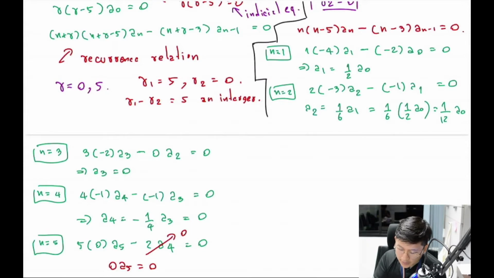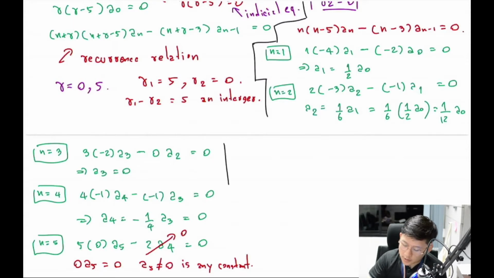It means that a5 can be any number, not necessarily 0, right? It is any constant. Okay, right, we get the same condition: 0 times a5 is 0. It means that a5 can be any constant. Okay, and then we look at a6.